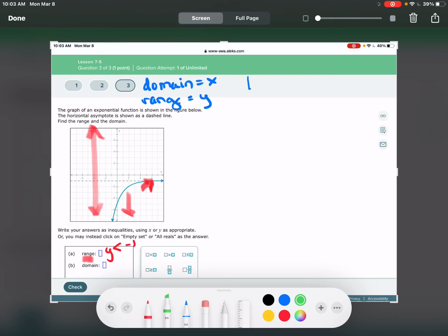Then I'm going to shift and look at domain. Domain is what can x be, left and right. And if I notice that it can keep going out there forever, and then this is going down, but it's also getting wider forever, so what I can say here is that the domain is going to be all real numbers. So domain is x, range is y. You have to just shift your mind to thinking left and right for domain and up and down for range.